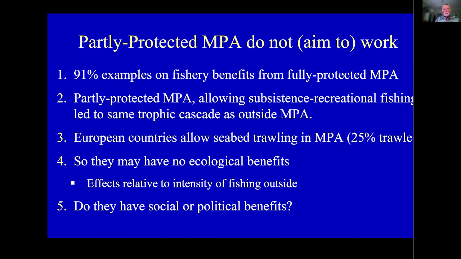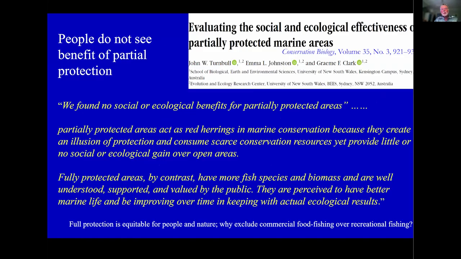So you might also ask, what about the social and political or other benefits of these? Well, there's a really nice study by John Turnbull from your neck of the woods down there in Australia. And he found when they interviewed people along the coast that people didn't really see the benefits of partly protected areas. They could see the benefit of fully protected because they knew that there was a lot more fish in the fully protected, and they felt good about having some areas that were being protected for nature, and they felt it was right that there should be such areas. So really, partly protected areas don't work from a social point of view. They don't work ecologically or for fishery benefits.